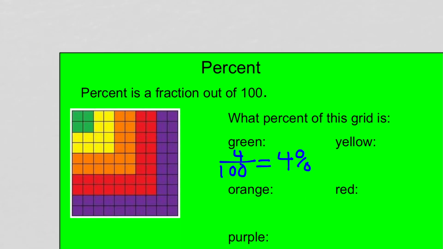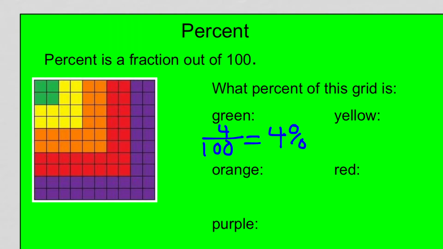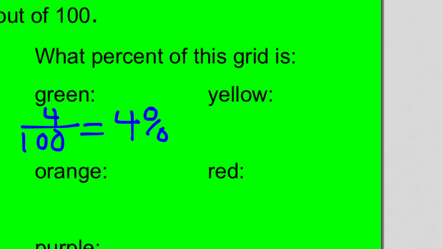Okay, now what percent of this grid is yellow? Well, let's count the number of squares. 1, 2, 3, 4, 5, 6, 7, 8, 9, 10, 11, 12. So we'd say 12 out of 100, which is 12%.